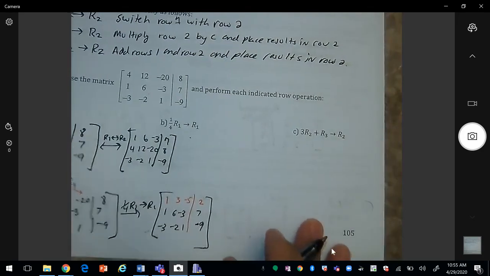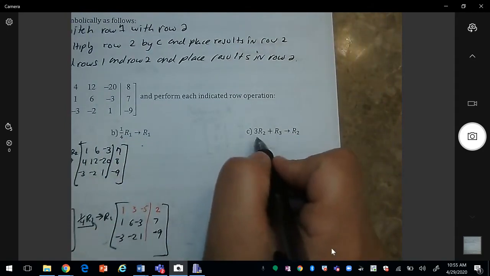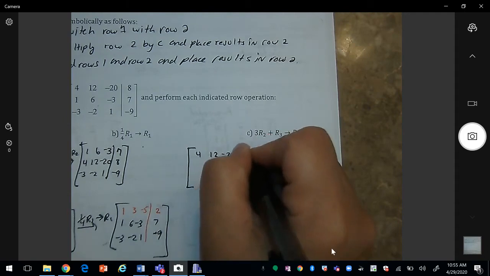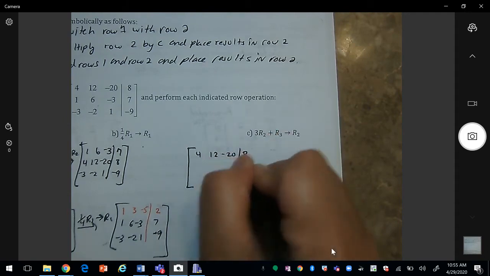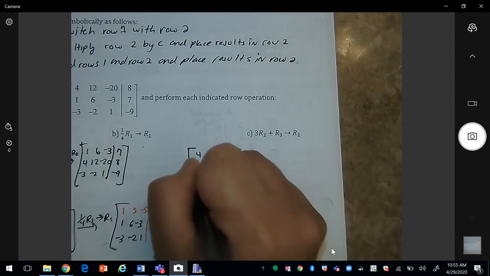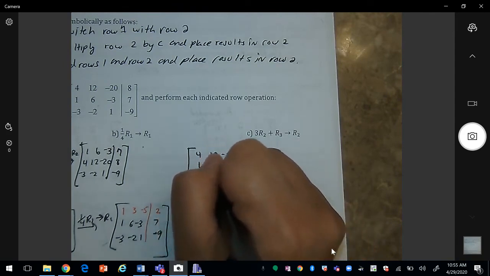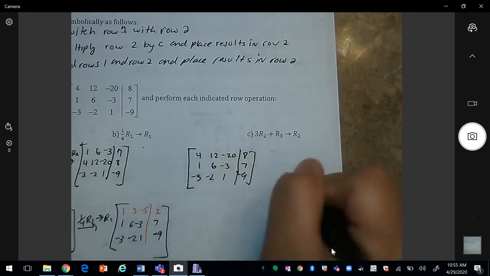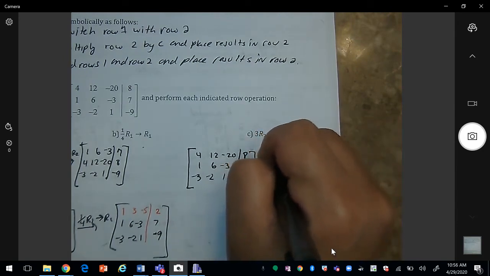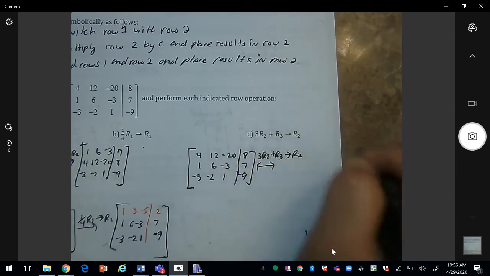So let's look at letter C. Here we have row 2. So let me just write the matrix. One, 6, -3, and 7. -3, -2, 1, -9. And we want to multiply by row 2, add it to row 3, and then place back in row 2.